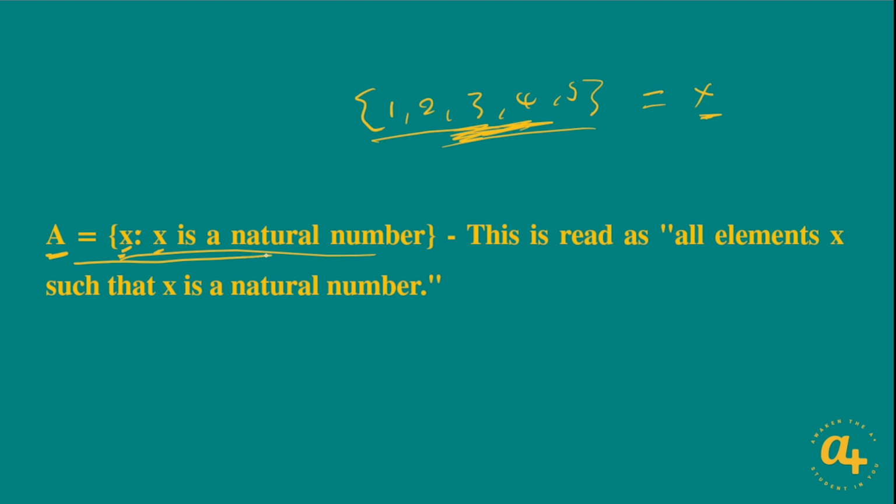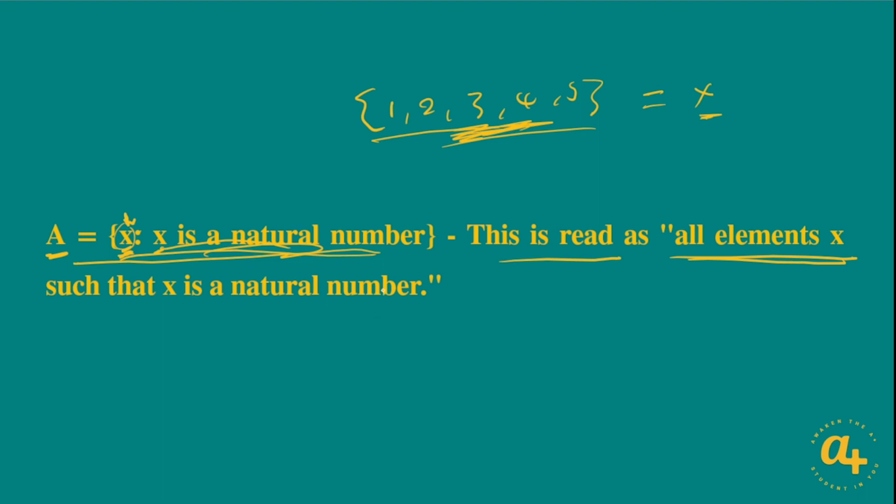What we've just described here is read like this: all elements X, which is just this first part here, which means that all elements that are represented by the letter X, which is 1, 2, 3, 4 till infinity. Now we have the second part here, and for the second part we say such that X is a natural number.